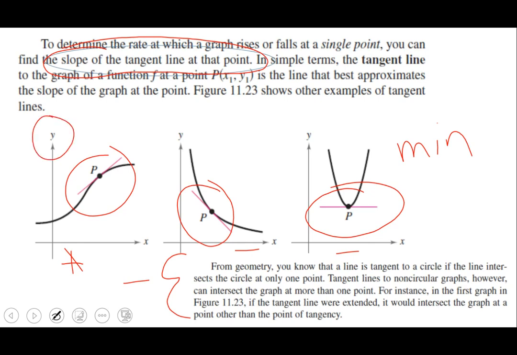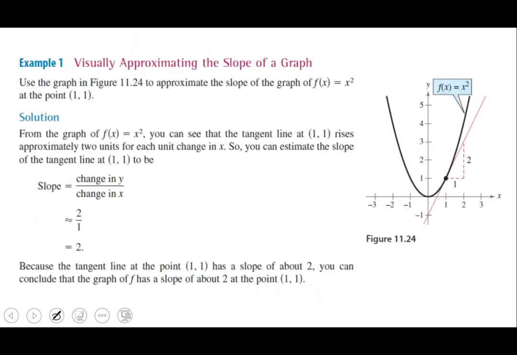For something like this first example, if you were to continue this tangent line, it would intersect the graph a second time. And basically, this little disclaimer is just letting you know that that's okay. You obviously are going to be asked to find the slope at a specific point, and that's the only one that you have to be concerned about.